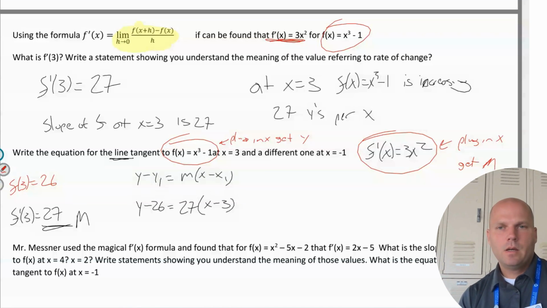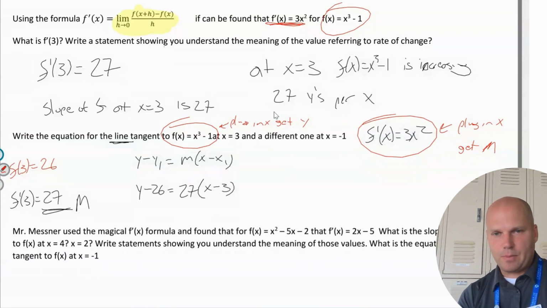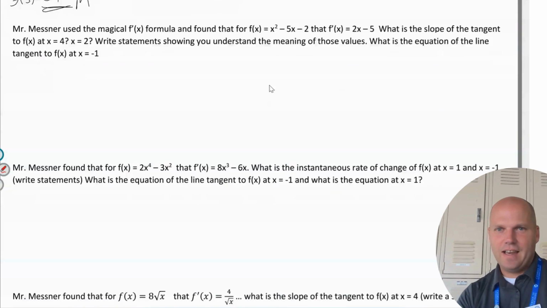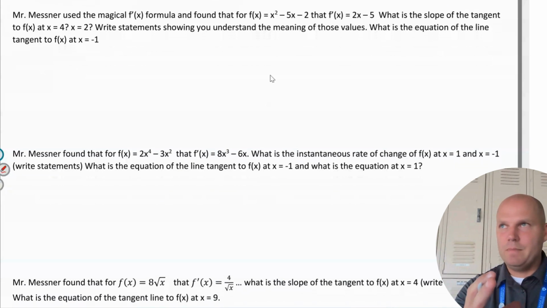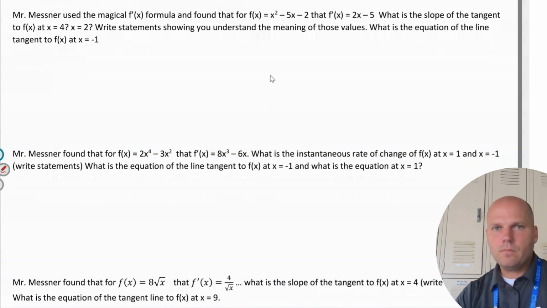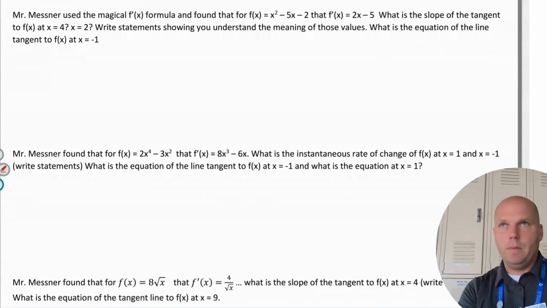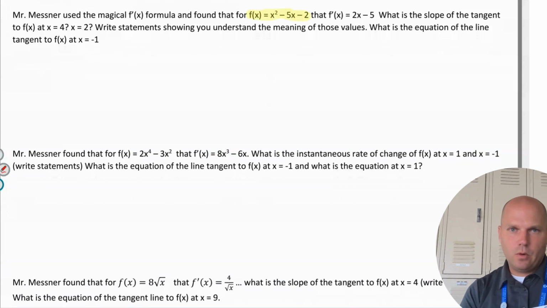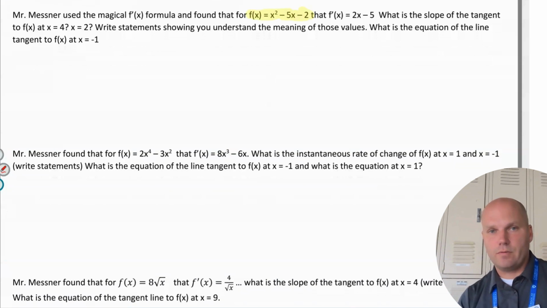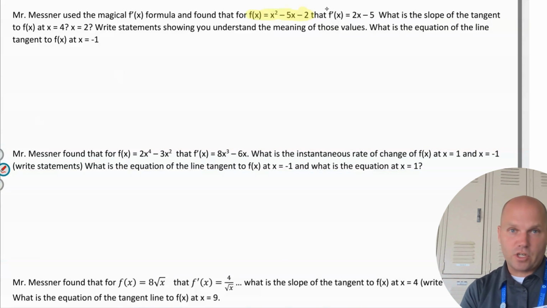Okay? Now, it's not always 3x squared. I know that was the example we used in class. It's not always that. Every f prime is unique to f. That's why we call it f prime. I use Newton's slope formula limit. I plug this into it, or I use what he developed, which is a derivative rule. And I get that if you have the equation x squared minus 5x minus 2, the slope equation for that is 2x minus 5.